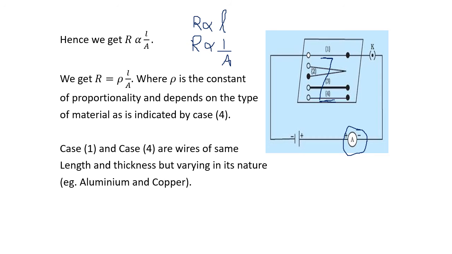Combining both, we have R is proportional to L by A. So we write R is equal to rho L by A, where rho is the constant of proportionality and depends upon the type of material, like we saw in case number 4, aluminum and copper maybe. So now we have got the formula for resistance. R is equal to rho L upon A.